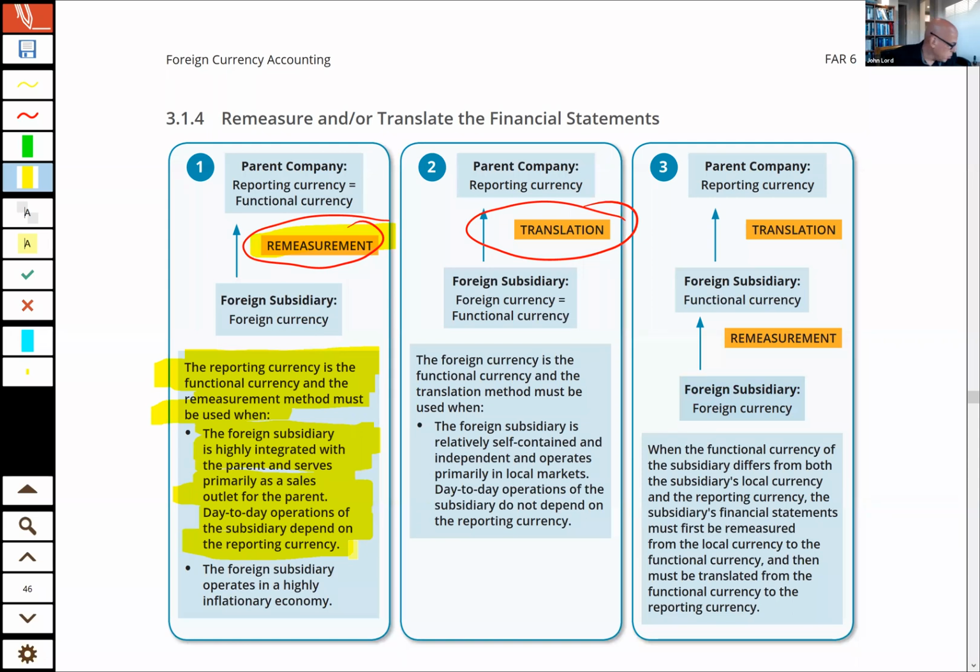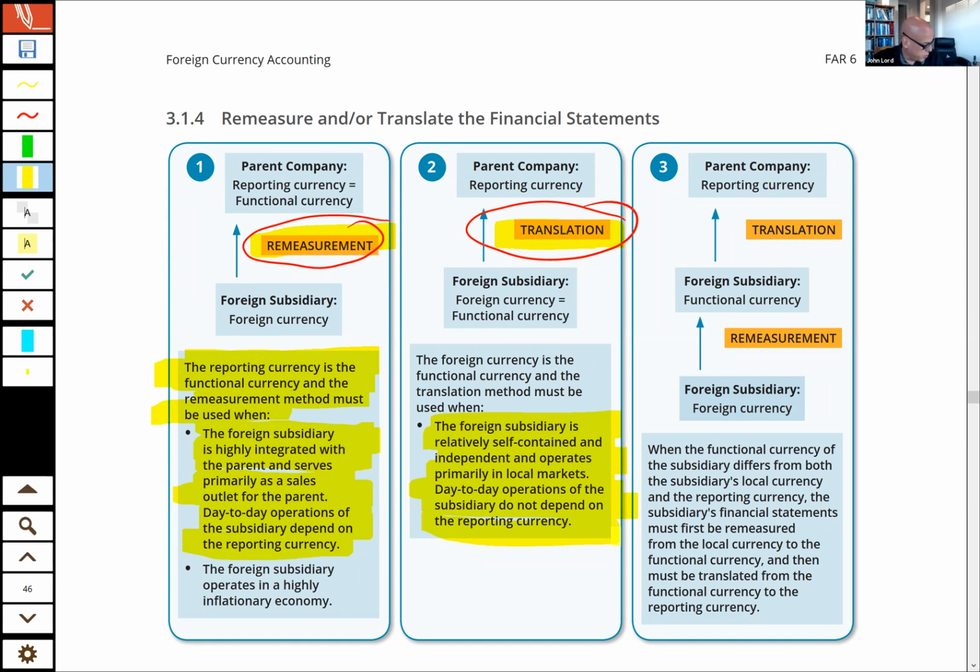Now you look at this next example, our scenario where we use the translation method. Now the foreign subsidiary is relatively self-contained. Remember, in our second scenario, US parent, English sub, the English sub is doing most of its business in England. Then it's relatively self-contained, operates primarily in local markets, and day-to-day operations do not depend on the reporting currency. They're a US subsidiary, but most of their business is going on in England.